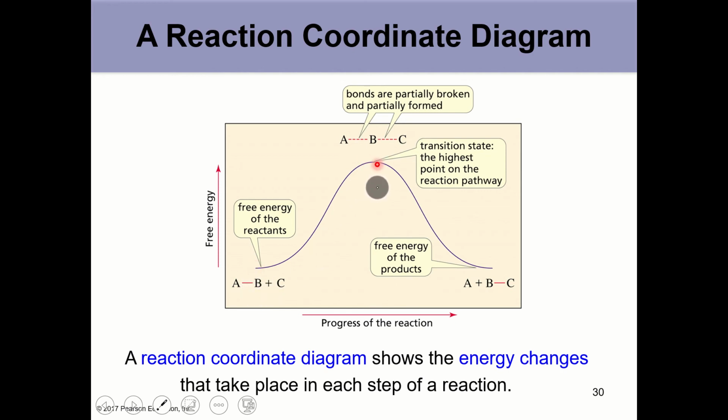The maximum is the transition state, the highest point on the reaction pathway. That is the transition state. And then the end point of the graph is the free energy of the products. Reaction coordinate diagrams show energy changes that take place in each step of the reaction.